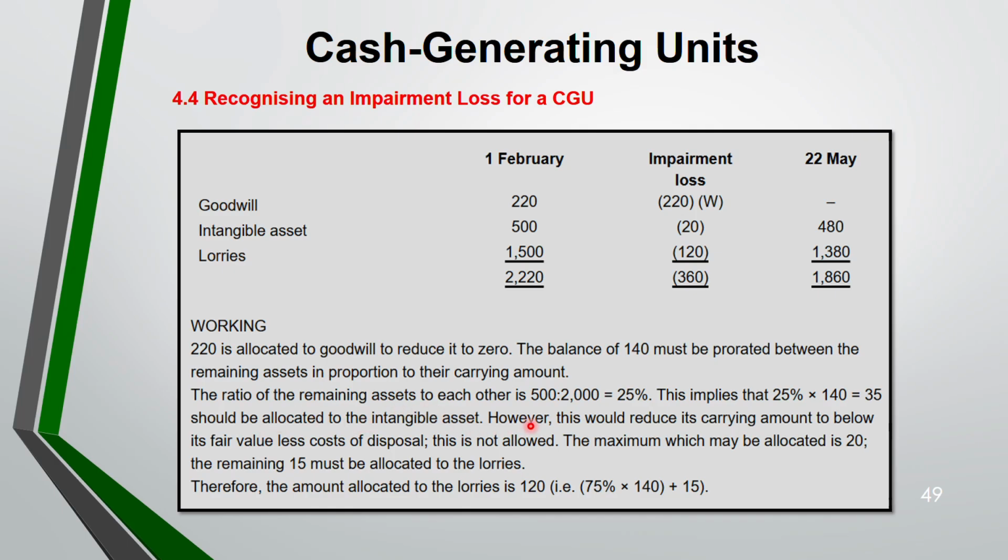However, this would reduce its carrying amount to below its fair value less cost of disposal. That is not allowed. What is the fair value less cost of disposal? It's 480 and this is 500. So you can't reduce it by 35. If you do that, it will go below 480. This is fixed. You can only reduce up to 20.